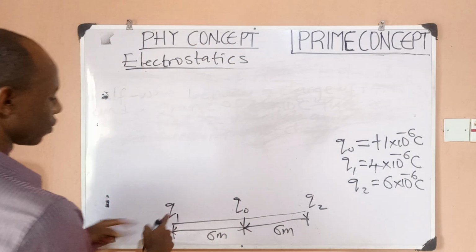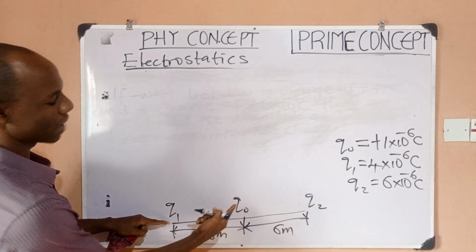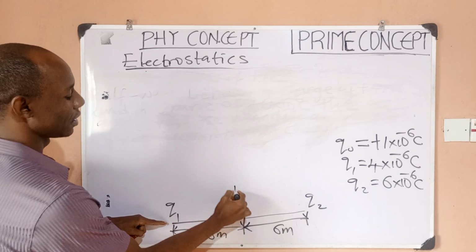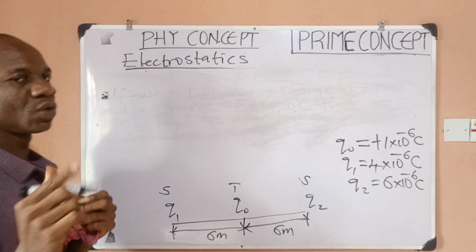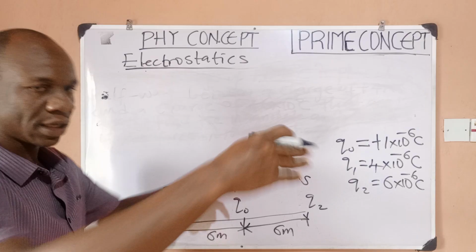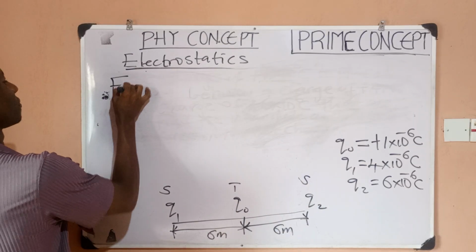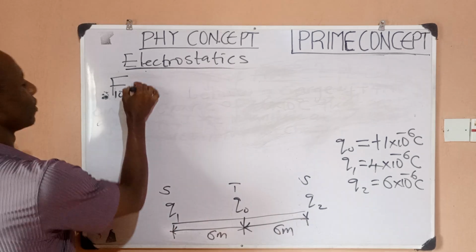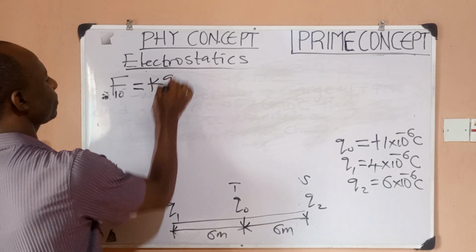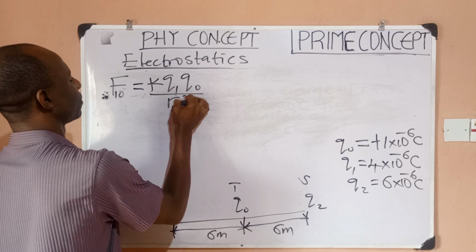So I want to solve the force between Q1 and Q naught. Remember, Q naught is your test charge. It means that this is your source, this is also your source, right? You would always have only one test charge. Then the other ones become your source charges. So I'm going to find F10, which is K Q1 Q naught by R10 squared.